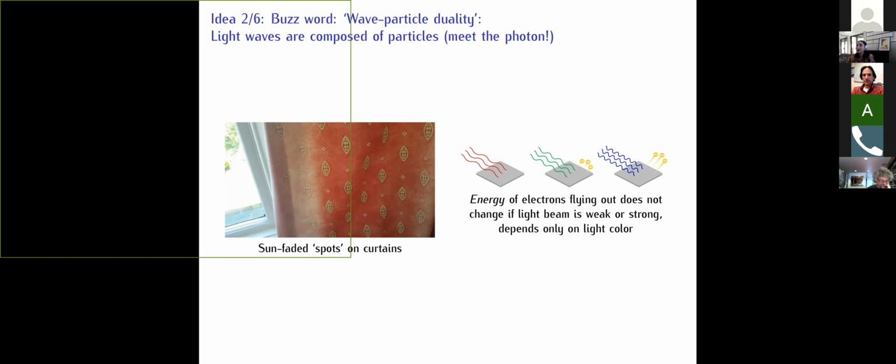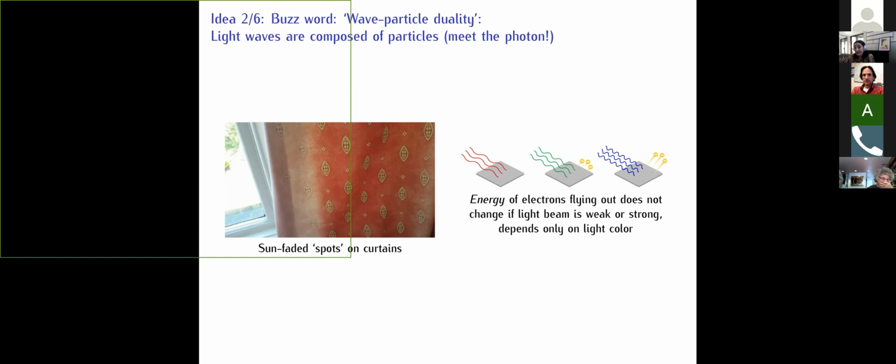the light beam is weak or strong, if you are in the medium settings or in the strong settings of your flashlight. If the flashlight is in the higher, like in the strong setting, when there's a lot of light coming out, what you might get is more electrons being ejected from the metal. But the energy with which those electrons fly does not depend on the strength of the light beam, but rather on the light color. Okay, and as it turns out, this is consistent with light being composed of particles that we call photons and whose energy has to do with the color of light.